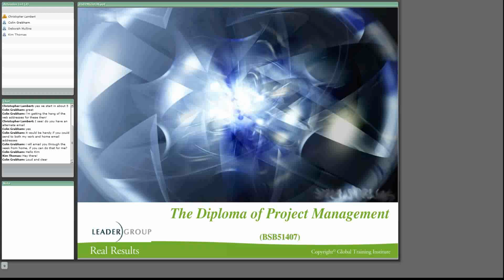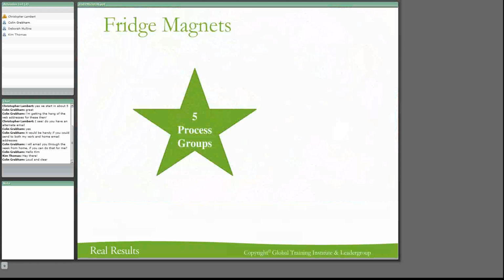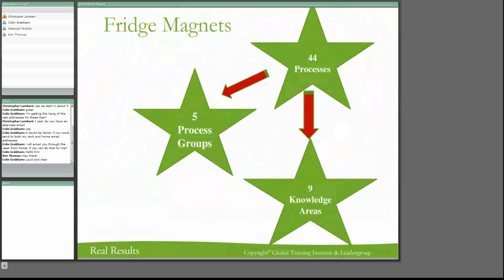If we look at our fridge magnets, we have 5 process groups, if you remember, and I'll take you through those just now. And in those 5 process groups, we have 44 processes. And 6 of them we're going to do tonight. 6 of them we're going to look at in the knowledge area, and there are 9 knowledge areas. And in those 9 knowledge areas, we are doing project time. So we're going to look at 6 of those processes and how they work within the process group. So that's what we're going to be doing tonight. Managing time for the project.